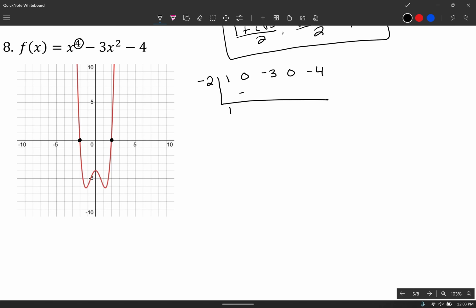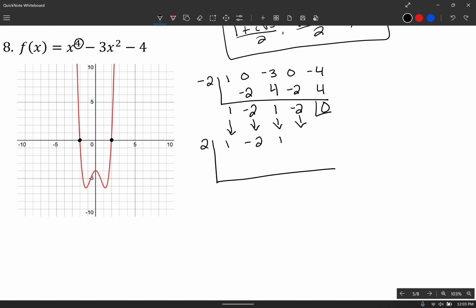-2 times 1 is -2, plus 0 is -2, times -2 is 4, plus -3 is 1, times -2 is -2, plus 0 is -2, times -2 is 4, and I have a remainder of 0. Now I have another 1, so I'm going to synthetically divide by the other 0 that I have, but I'm just going to take and drop what I had left over up here. So 1, -2, 1, -2. Don't bring down your remainder of 0.